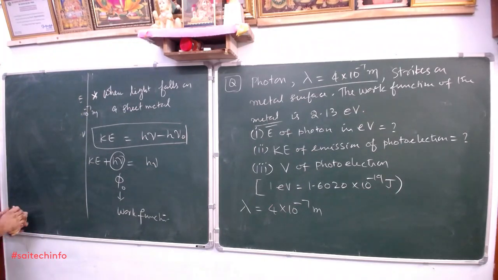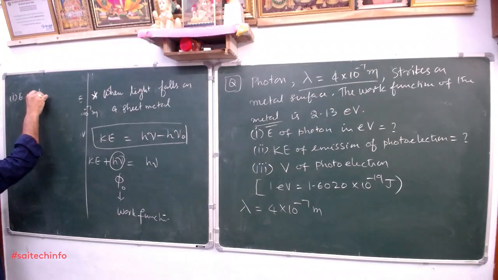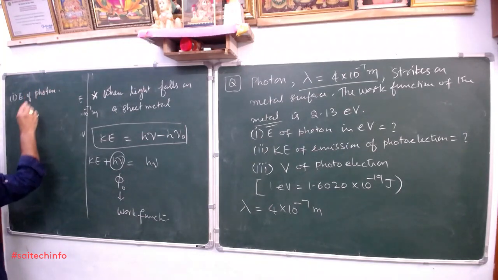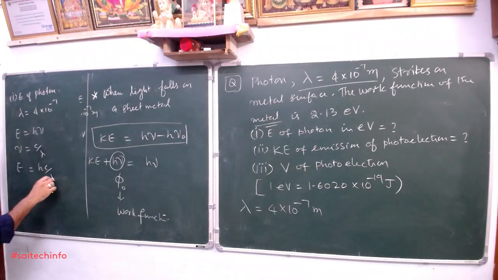Now let us work out the energy of photon. That is the incident photon, so lambda is given for that. How much? 4 into 10 power minus 7. So we want to find out E is equal to h nu. And we know already nu is equal to c by lambda. So E is equal to hc by lambda.